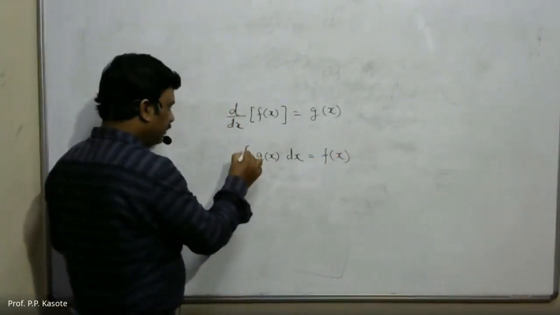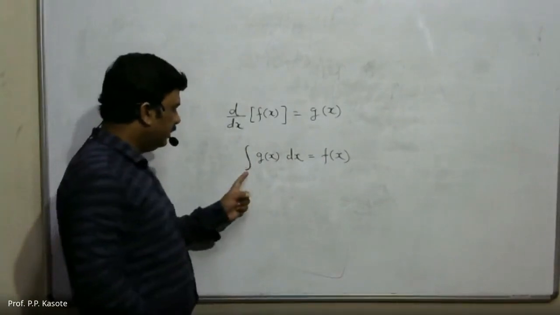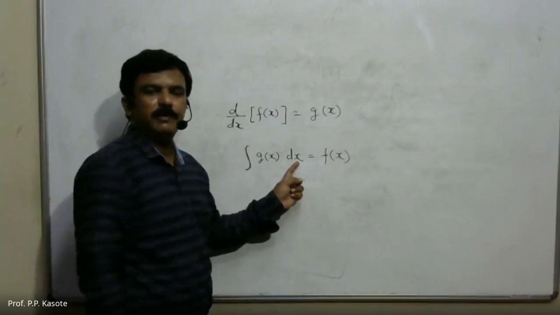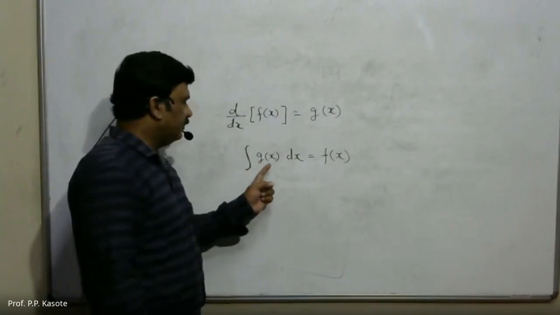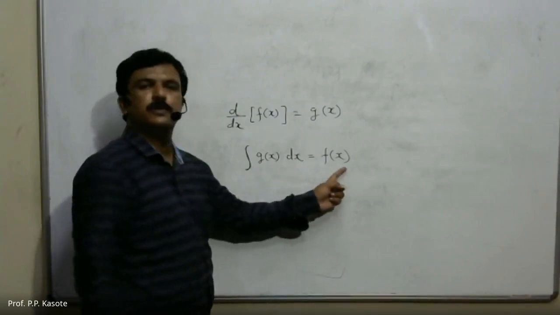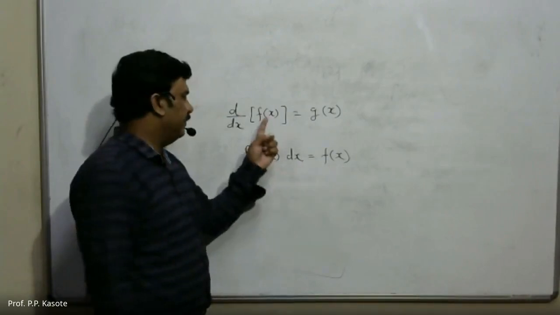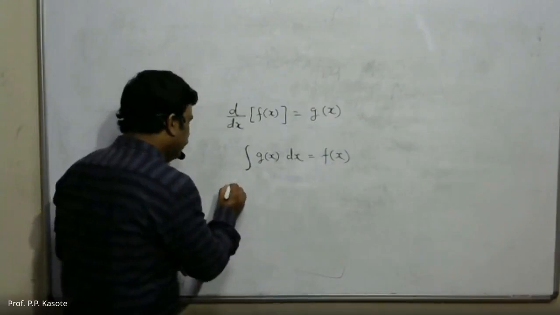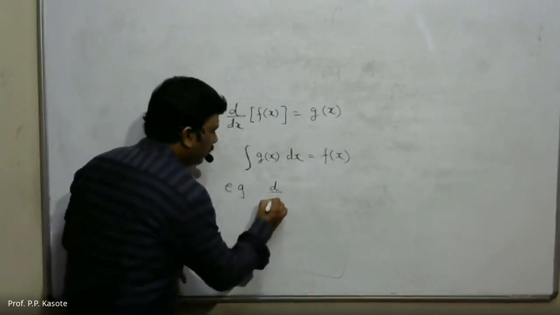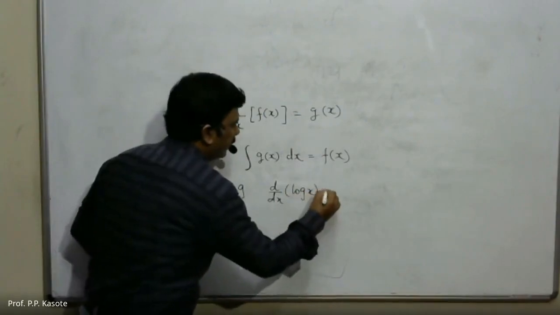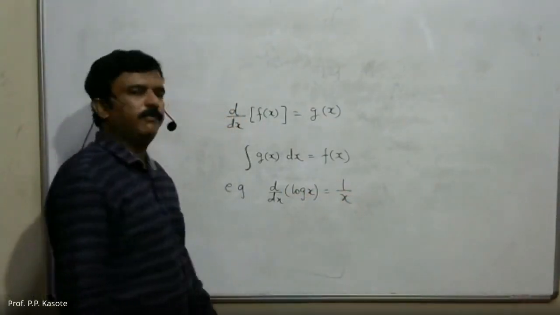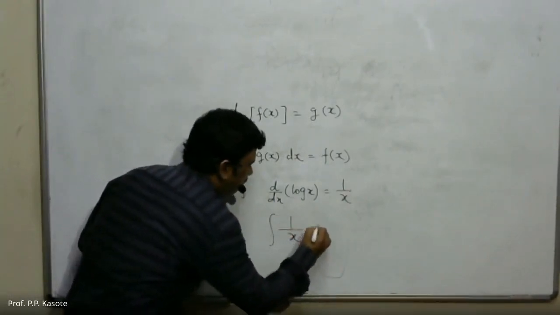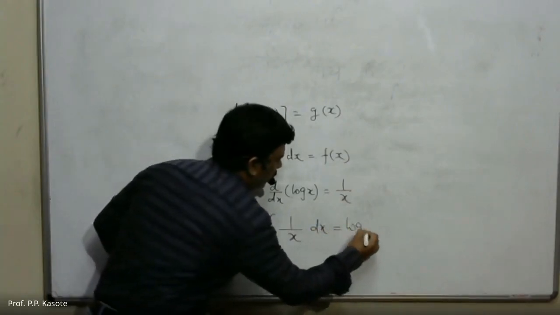We write this sign for the integral. Integral of g of x into dx: the meaning of into dx is with respect to x. So integral of g of x with respect to x is equal to f of x. It means if the derivative of f of x is g of x, then the integral of g of x is equal to f of x. In simple words, d by dx of log x is 1 upon x. We know the derivative of log x is 1 upon x. So the integral of 1 upon x into dx is log x.